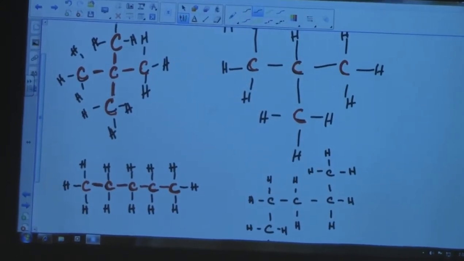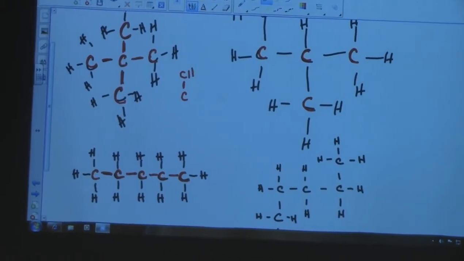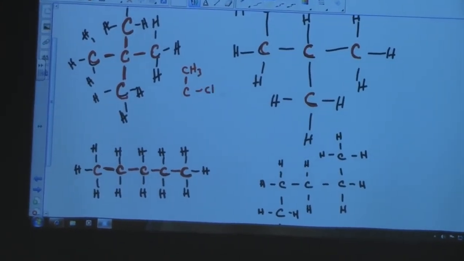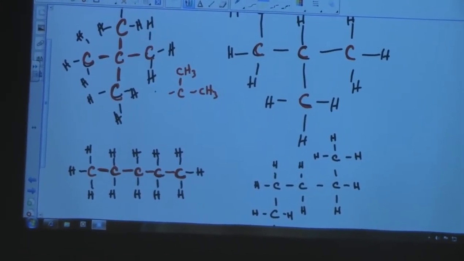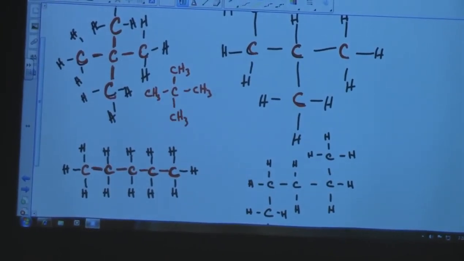Okay. If I were to redraw these using my lazy chemistry shorthand here, I get that.